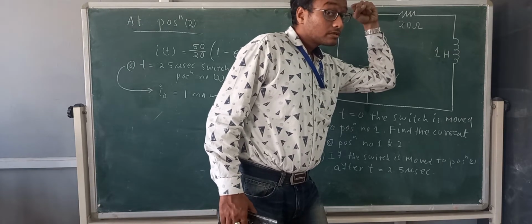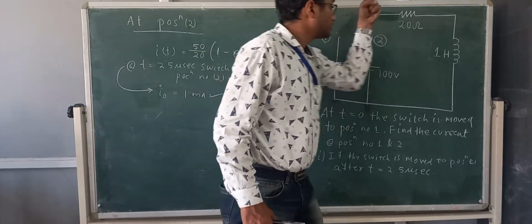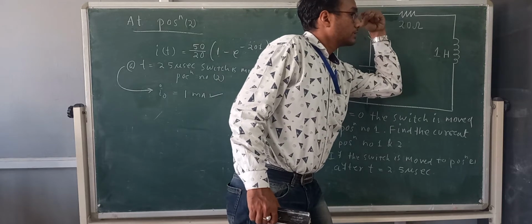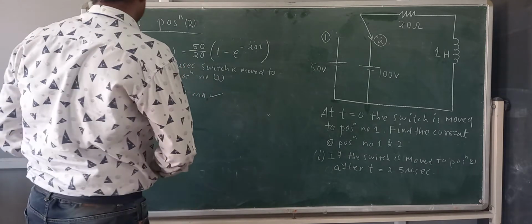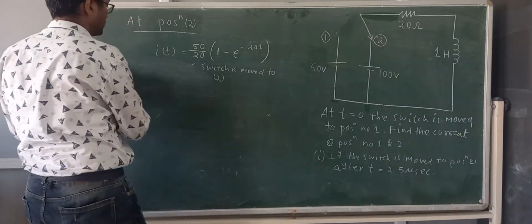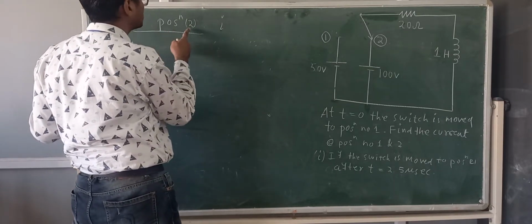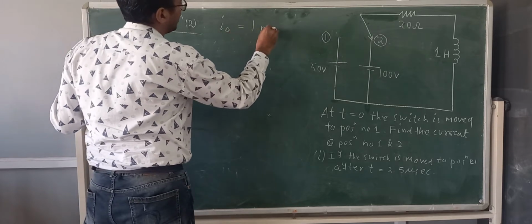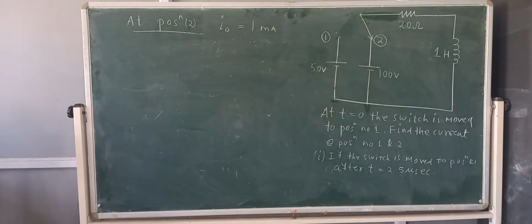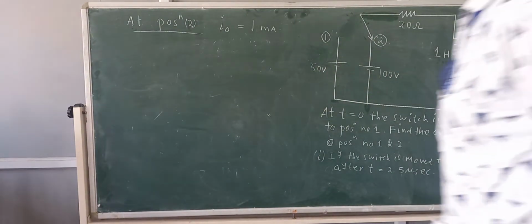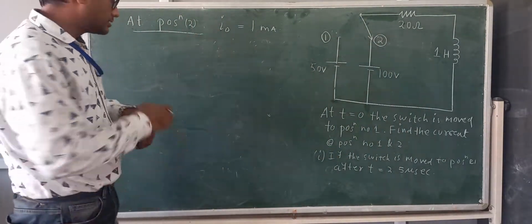So at t equals 2.5 microseconds, just before the switch connected to 2, just before switching, it was connected here. What was the current? 1 milliampere. So the initial current is 1 milliampere. Follow the procedure: when the switch is at position number 2, the initial current is 1 milliampere. Once again, initially when the switch is at position number 2, the initial current is 1 milliampere.